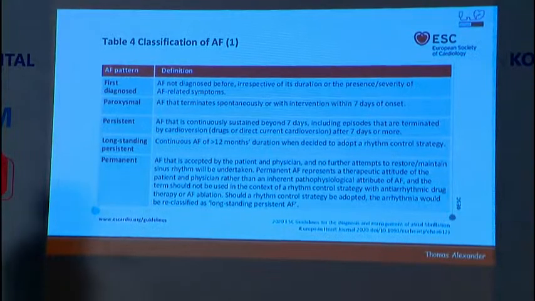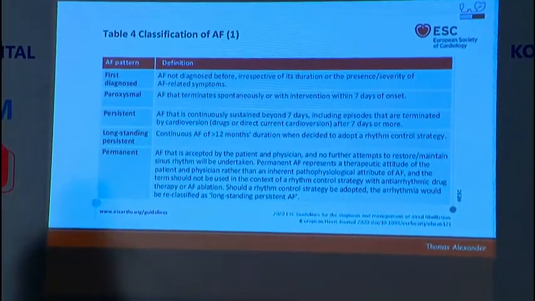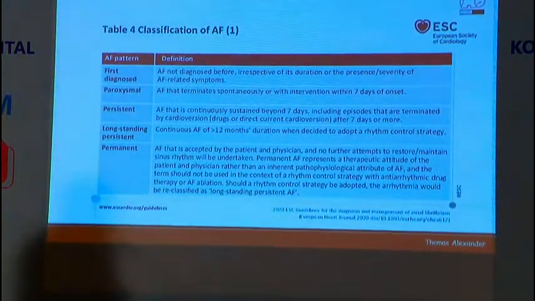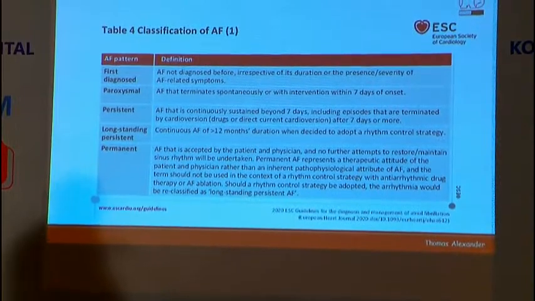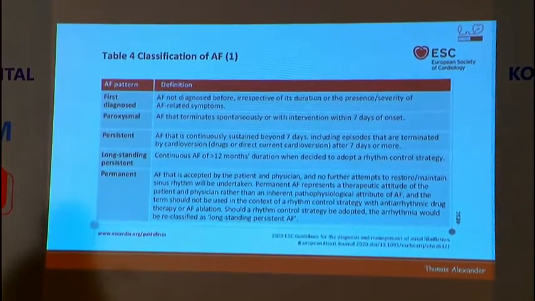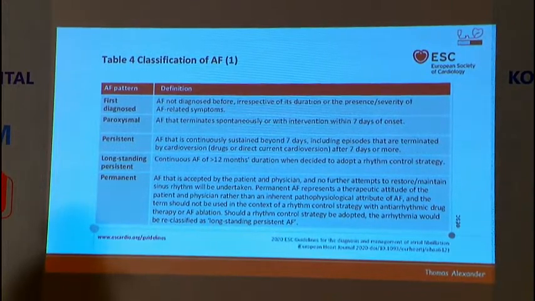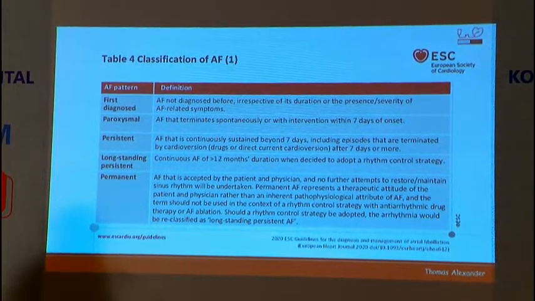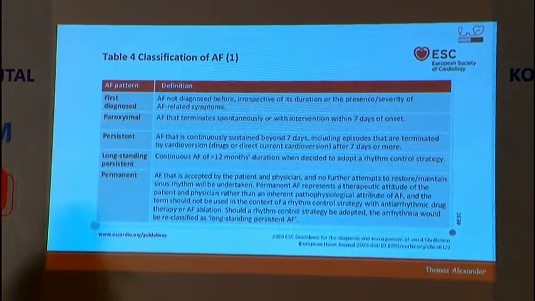When you have a patient that you diagnose first with AF, you call it first diagnosed AF. You don't know at this stage whether it's paroxysmal, persistent, or long-standing persistent AF. An AF which either self-terminates or is terminated by drugs within 7 days, you would define as paroxysmal. Persistent is up to 1 year, and long-standing persistent is beyond 1 year.